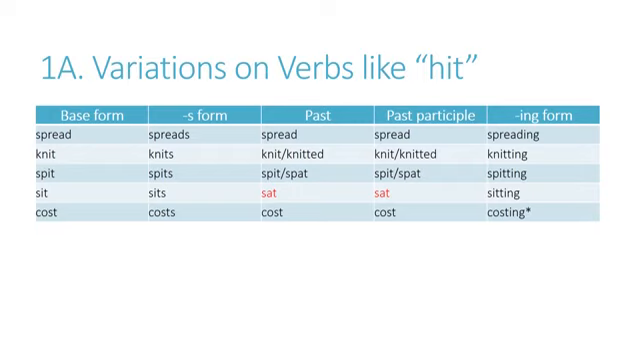The last one, cost, follows the same pattern as the others, cost, cost, cost, but there's something different with the ing form. Cost is what we call a non-action verb. That means we don't normally use this with the ing form. For example, you would not say, that is costing $5.